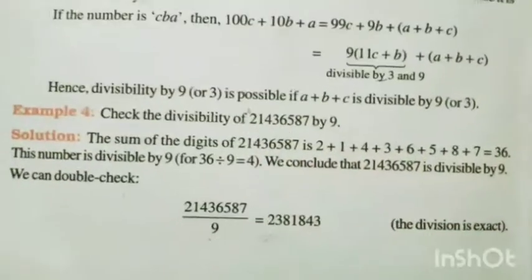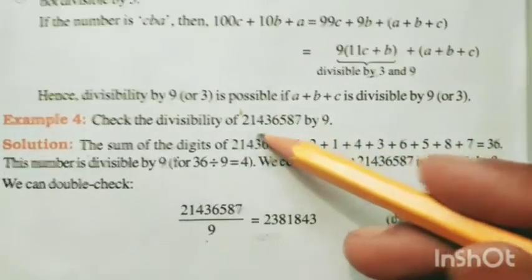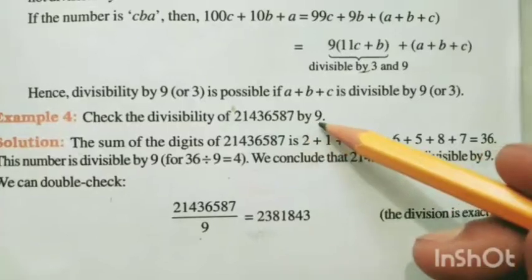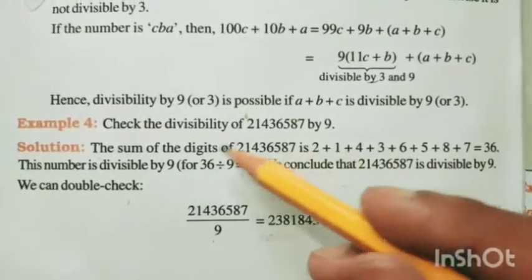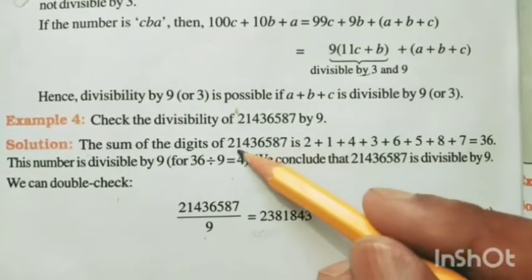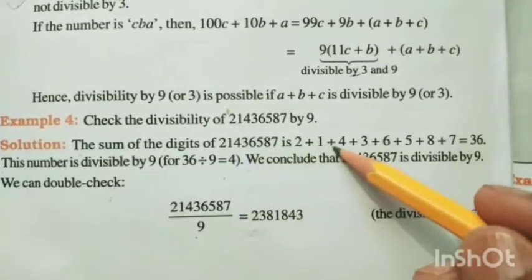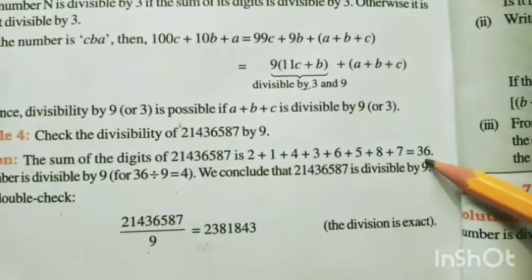Understood? See the example given here, example number 4. Check the divisibility by 9. So without actual division, we will see whether this number is divisible by 9 or not. What is the rule? You have to add all the digits of this number. So here the sum of its digits, 2 plus 1 plus 4 plus 3 plus 6 plus 5 plus 8 plus 7, is coming 36.